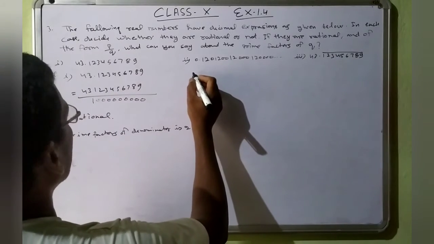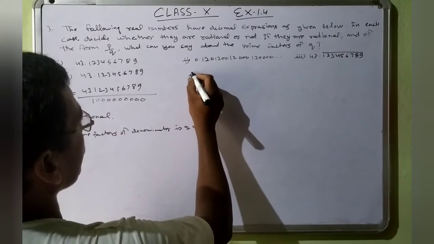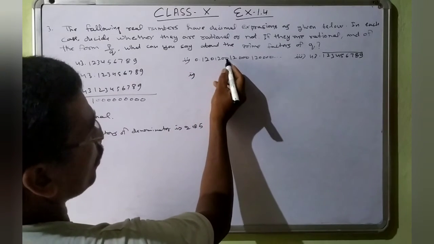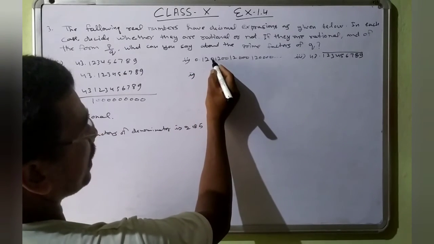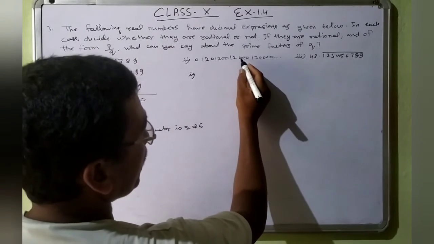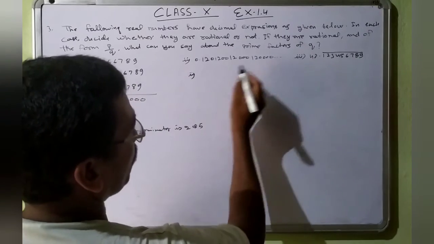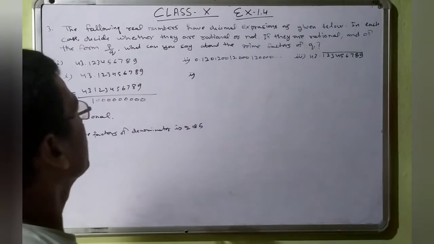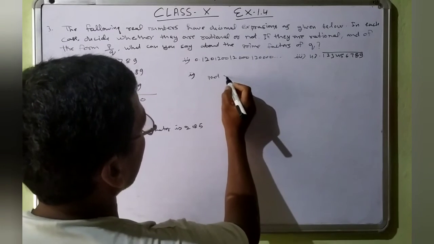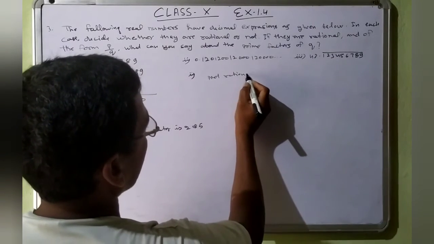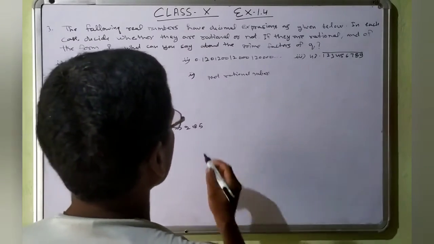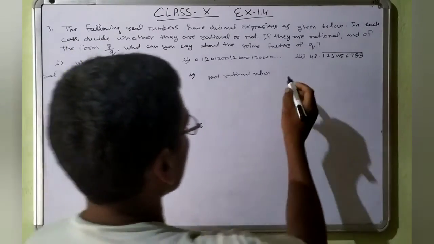Now the second part, you are looking at 0.120120012. It means here the 0 has come only one time, or here two times, then 1 2 0 0 0. It means every time it is increasing by one 0. So we can't write this in p upon q, so that is not a rational number. Write it.